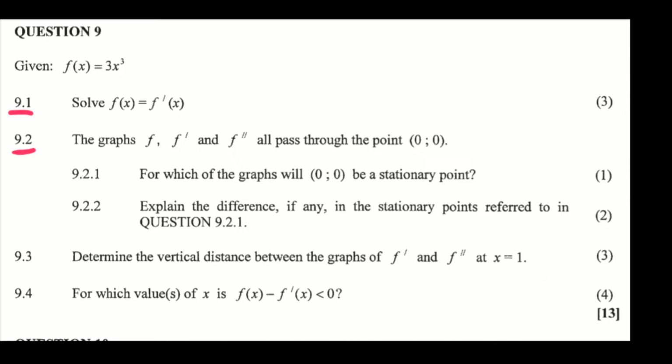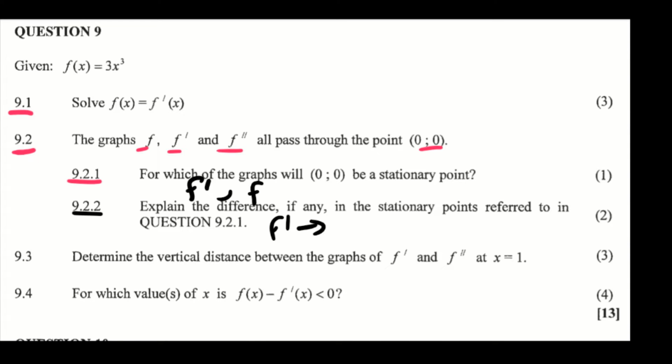And then 9.2, we are given graphs of f, f prime, and f prime prime. All pass through the point of origin, 0 and 0. So 9.2, for which of the graphs will have 0, 0 as their stationary point? The first derivative, f prime, so let me write it properly. So f prime will have a stationary point, and the graph of f will have a stationary point. Then explain the difference, if any, in the stationary points referred to.